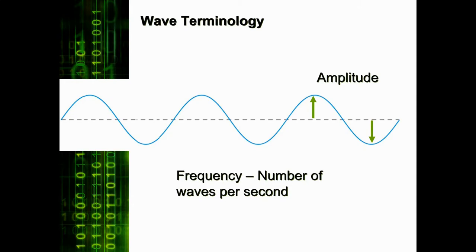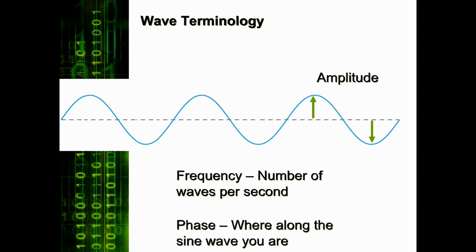Frequency is the number of waves per second. So if you stand on a dock and you watch 4 waves go by in 1 second, your frequency is 4 hertz. And then one that we haven't talked about is called phase. And this is where you are along the sine wave. So this is if your wave has shifted in any way.